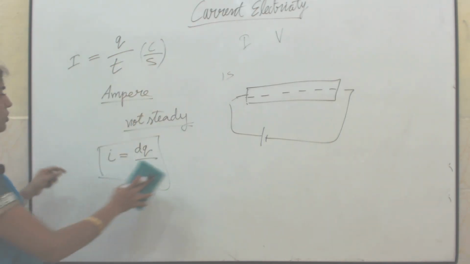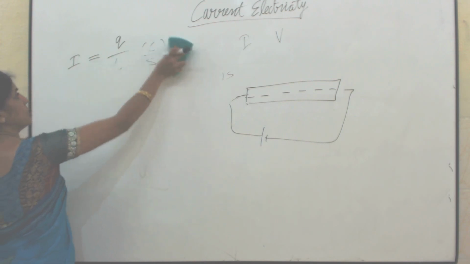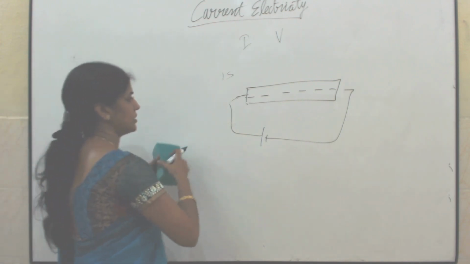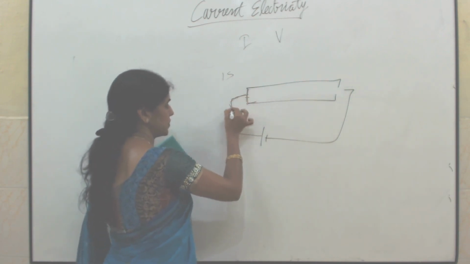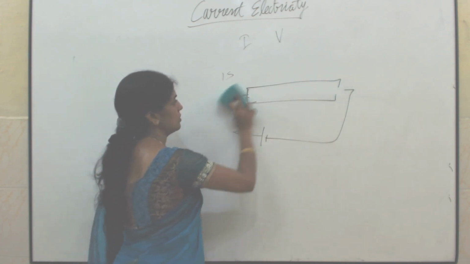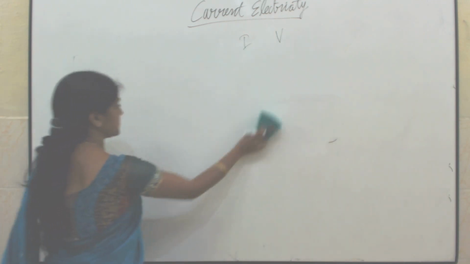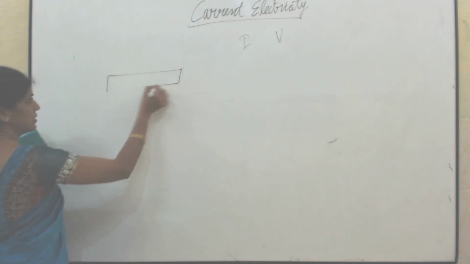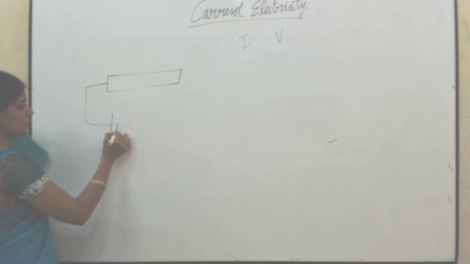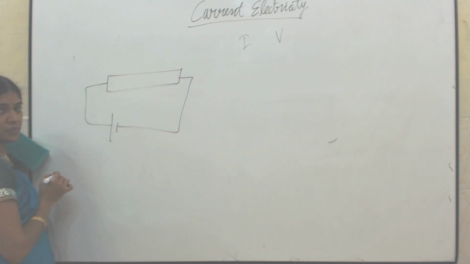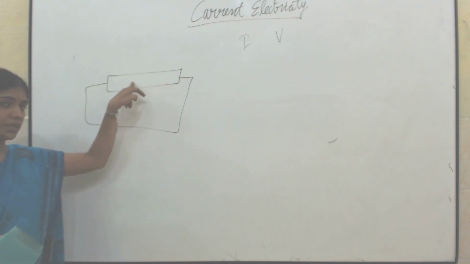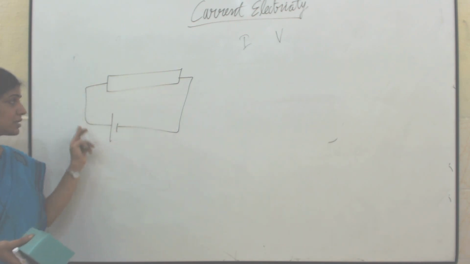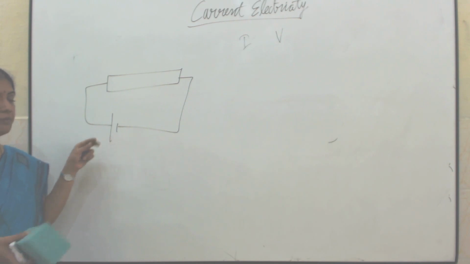The unit is ampere. Now coming to this example, I am taking a conductor and I have connected it to an external battery, so that current will be flowing. Take a conductor and connect it to the battery. When there is no external electric field, what happens to the net current inside this conductor? It will be 0.